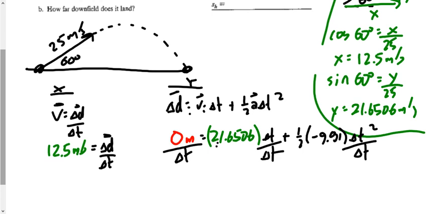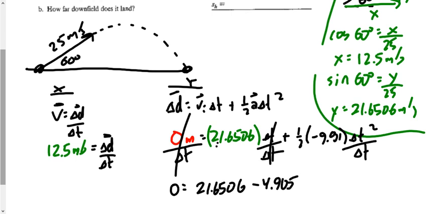0 divided by time is 0. T divided by t is 1. So it's 21 times 1. Half of neg 9.81 is neg 4.905. T squared divided by t is t. So I'm going to end up with 0 is equal to 21 minus 4.905 t.